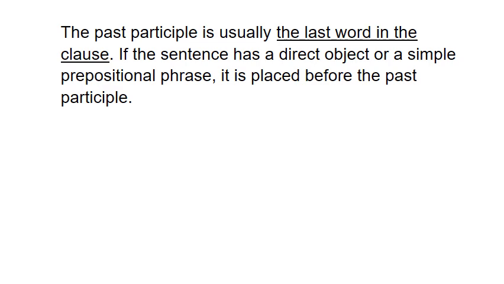Now, it gets a little bit more tricky than that when we think about the word order. Because the past participle, we've been using the verb machen, gemacht, and the past participle is gemacht. That past participle is usually the last word in the clause. So if the sentence has a direct object or some kind of simple prepositional phrase, that phrase or direct object is placed before the past participle. So there's a little bit of grammar talk in there, direct object, simple prepositional phrase. If you don't understand what those things are, that's fine. You don't need to understand what those things are. Just keep in mind that the past participle, the form like gemacht, goes at the end. That's the place where it belongs. It goes at the end.